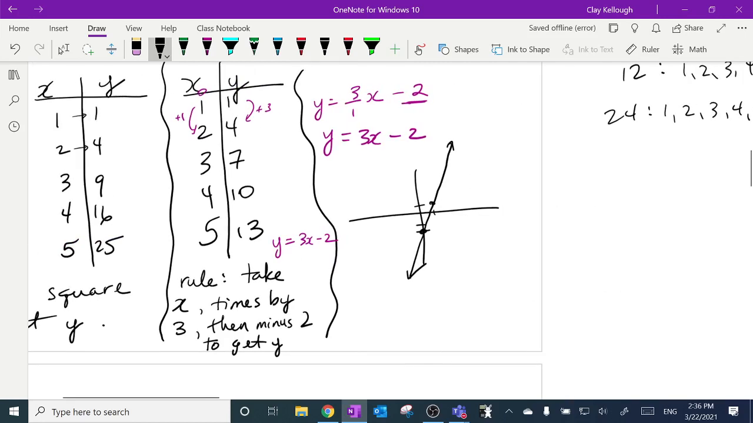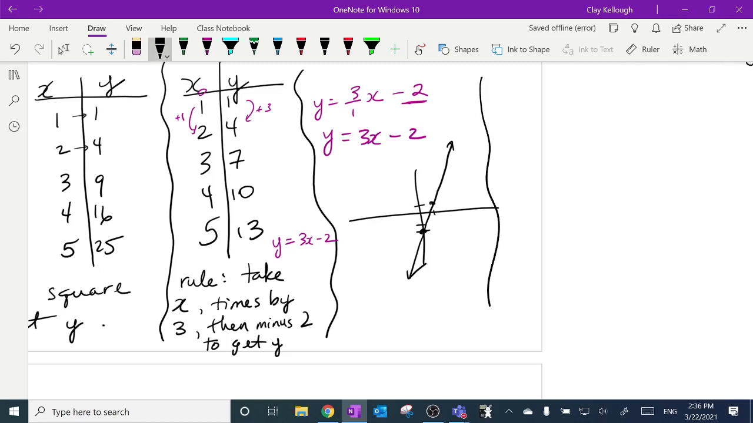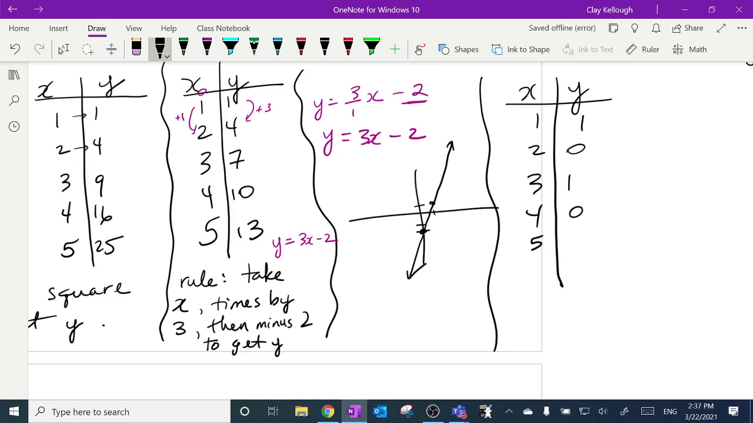All right, let's give you a couple more of these. If you don't have enough room here, you could write them on loose leaf. I'm going to get rid of all this. All right, so next example. Suppose x and y, what's the rule for this? Suppose I go 1, 2, 3, 4, 5, and I'll go 0, 1, 0, 1, one more, 0. What's the rule here?